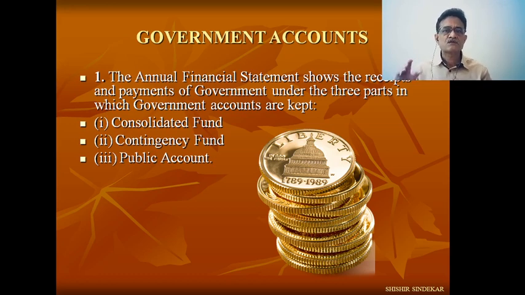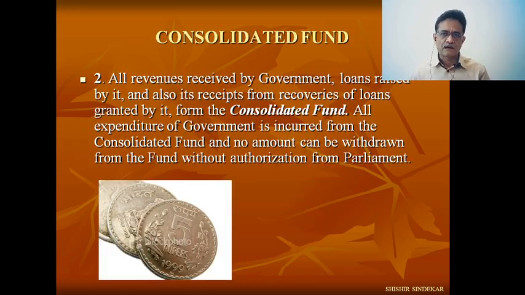The first one is the consolidated fund. Second is the contingency fund, and third is the public account. So what is that consolidated fund? All the revenues received by the government, the loans raised by the government, and also the receipts from the recoveries of the loans or other receipts granted by it form the consolidated fund. So whenever a government wants to earn money through these sources, it must be mentioned in the consolidated fund.